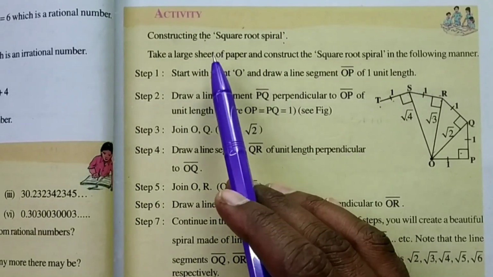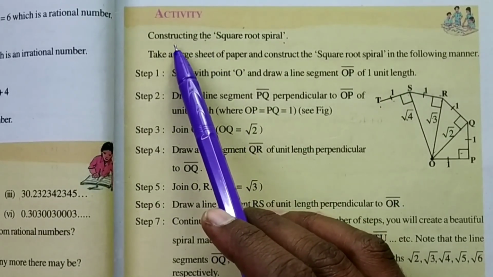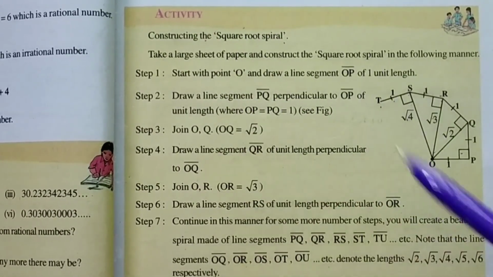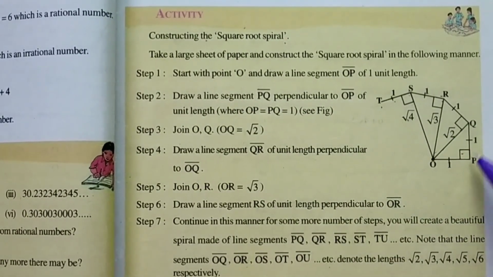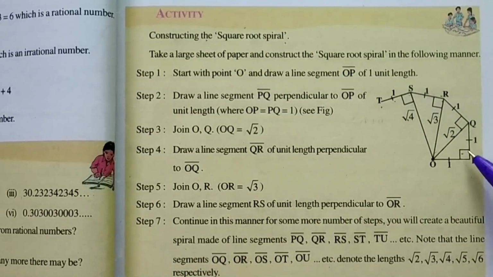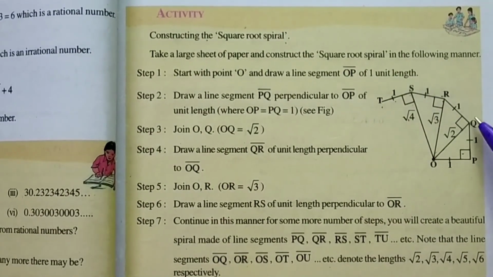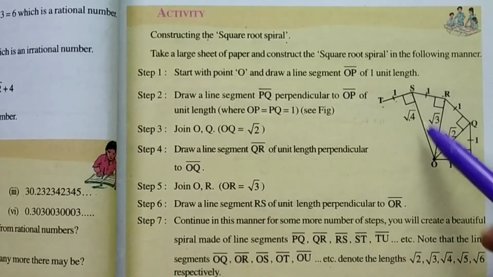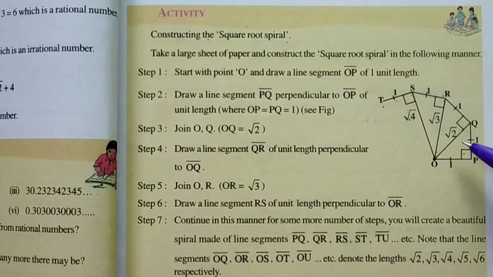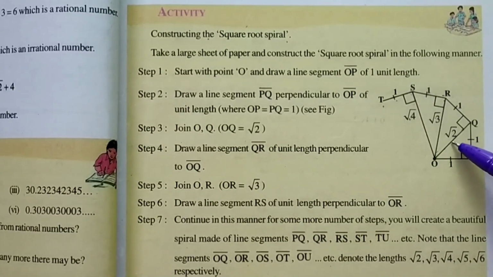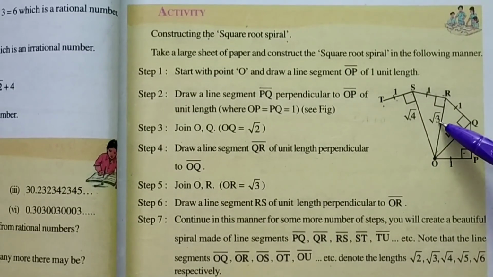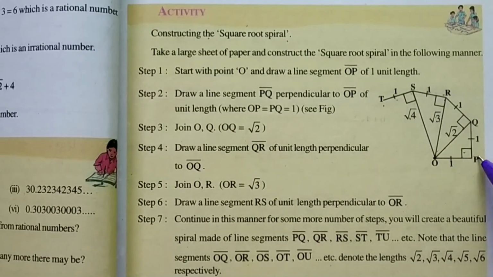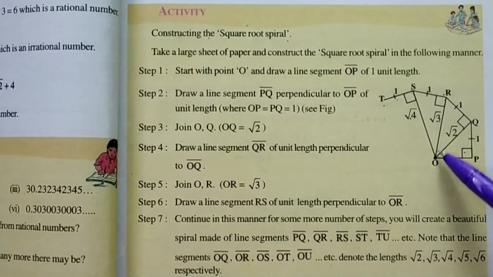From this video, I would like to explain the construction of the square root spiral. This is called the square root spiral. PQ, PQ, QR, RS, ST form a spiral by using square root of 2, square root of 3, square root of 4, etc. with right angle triangles.